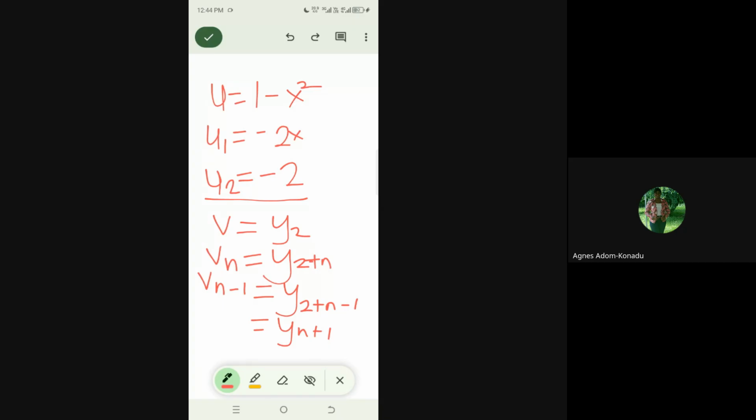So the next one will be v_(n-2), which will be v subscript n minus 2. So you go back and substitute this into the formula. Let me write this. Please stop sharing and let me share my screen for this one.